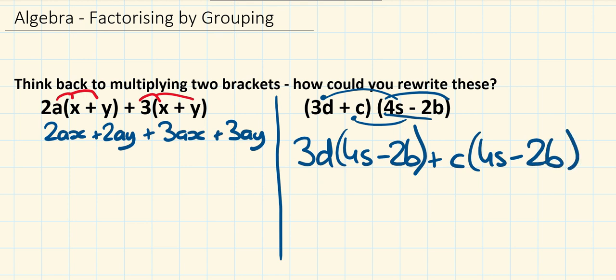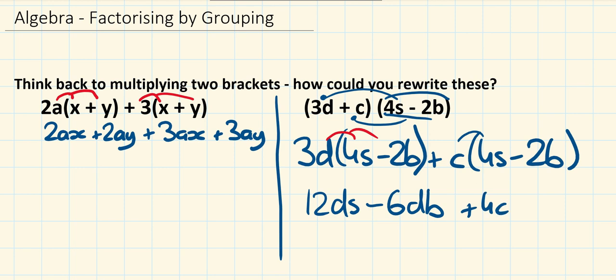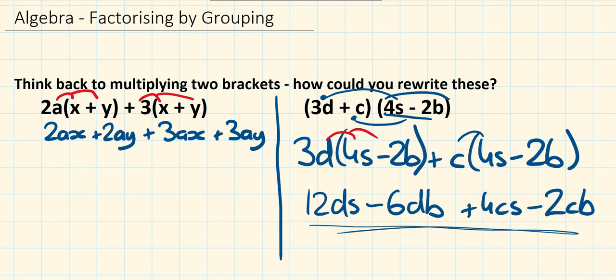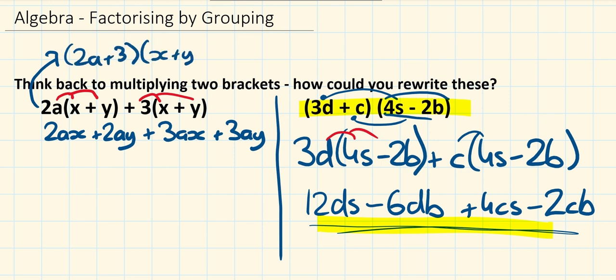And then just as we did in the first example, we're just going to multiply across. So it becomes 12ds minus 6db plus 4cs minus 2cb. As you can see, you end up with four terms whenever you multiply out these two brackets. Four terms from two brackets. And if you wanted to go back a step with this first one, you could have written it as 2a plus 3 and x plus y. So you see how you could have gone backwards to that.